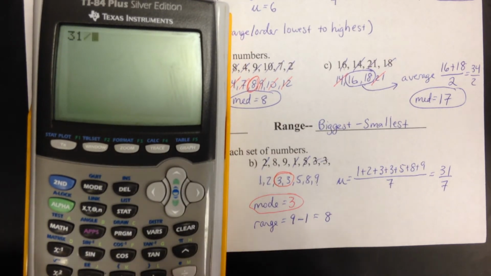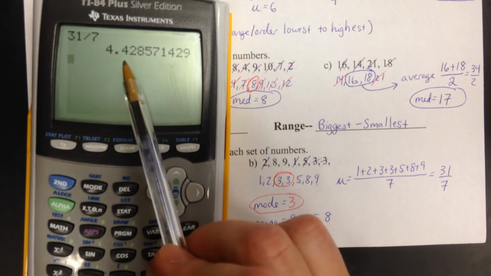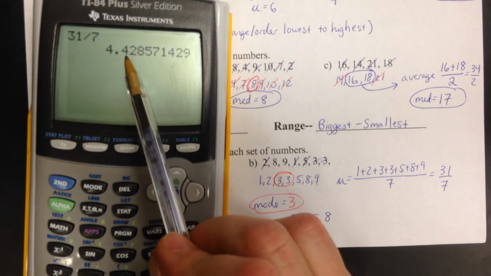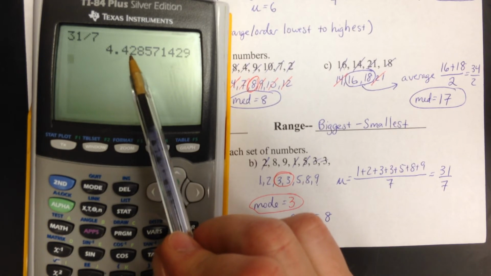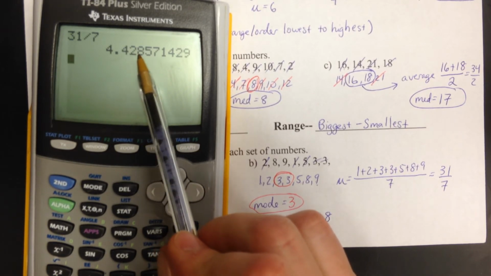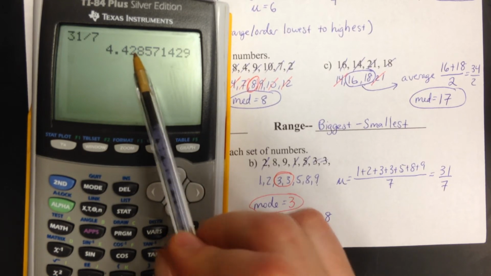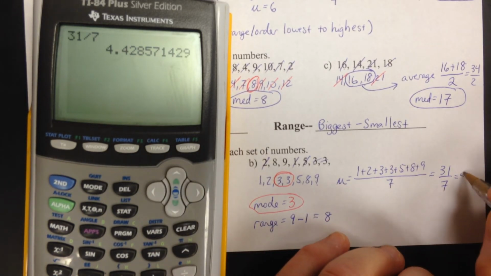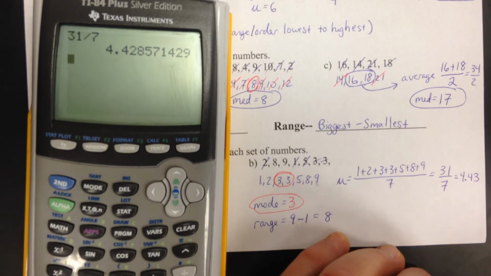31 divided by 7 equals, okay, I'm going to round that to 4.43. I'll go to 2 places. So this 2 is the hundredths place, but because the next digit is 5 or higher, I'm going to round that to a 3. So the average is 4.43 there.